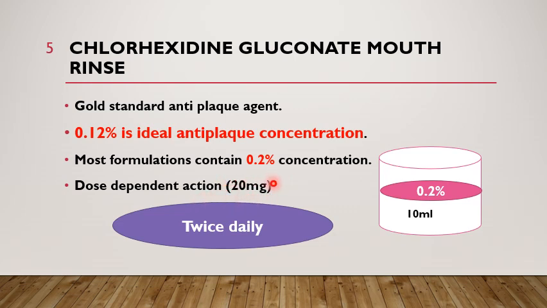That means around 20 milligram of the dose has to go inside the mouth for one mouth rinse to have anti-plaque effect. So how is it used? We ask the patient to take 10 ml of the 0.2% solution. It has to be swished around in the mouth twice daily for 1 minute.